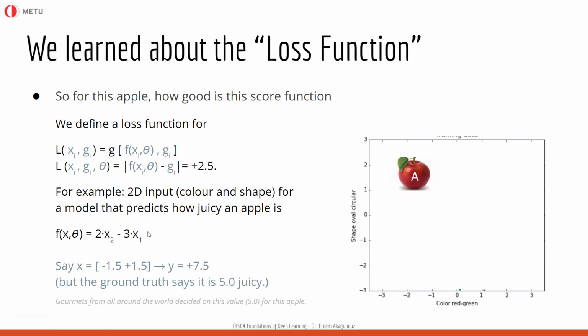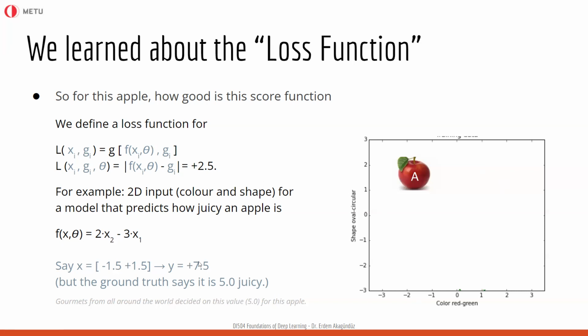So if this is your score function, and if this apple is somewhere in this coordinate space, which I would call -1.5 and +1.5, if this is x, then the score function would be this. Okay, so I would say it is this score function. But the ground truth is maybe, I mean, gourmets from all around the world decided that this apple should be 5 in this space, according to the score function.